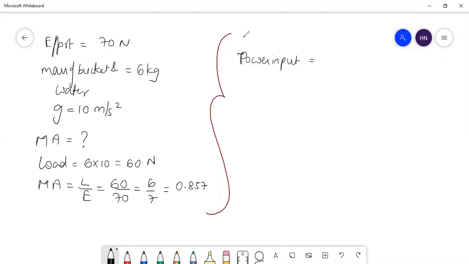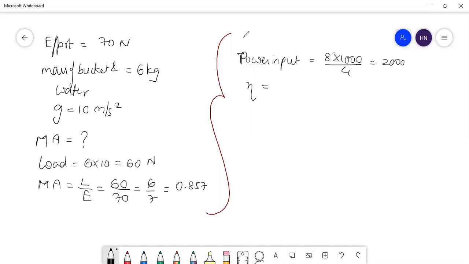Wait, input power, what did you say? Displacement into effort by time. So it will be 8 into 1000 by 4, which is 2000. Yeah, correct. And then we can find the efficiency, and the answer will come as 0.75.